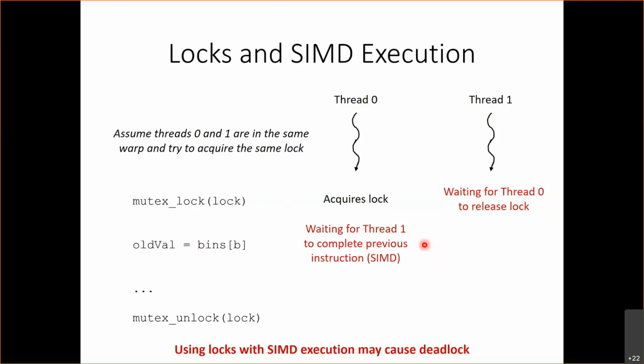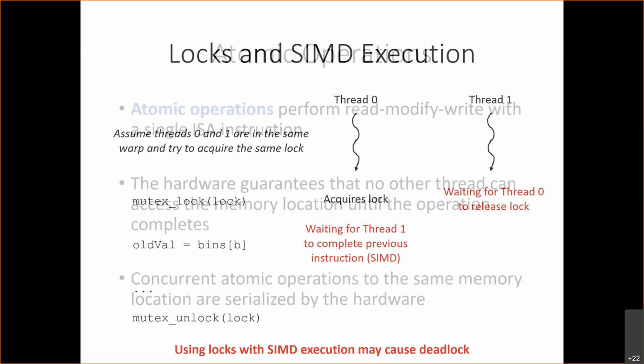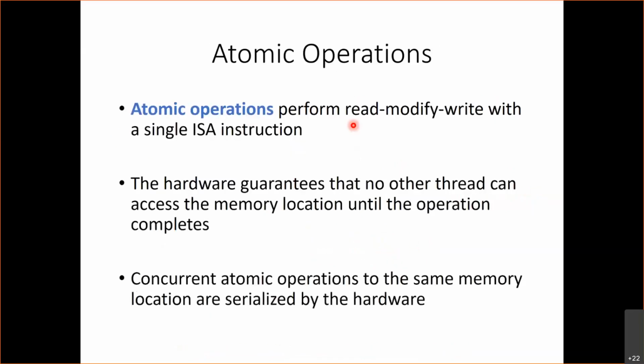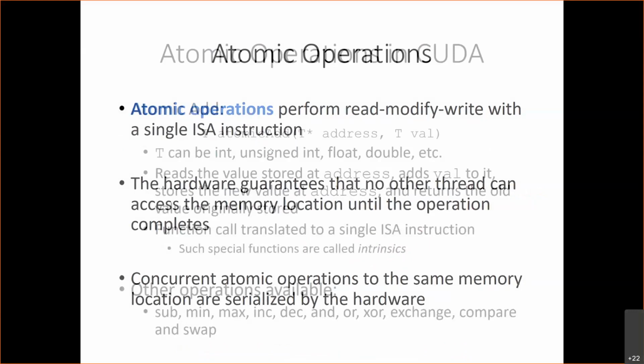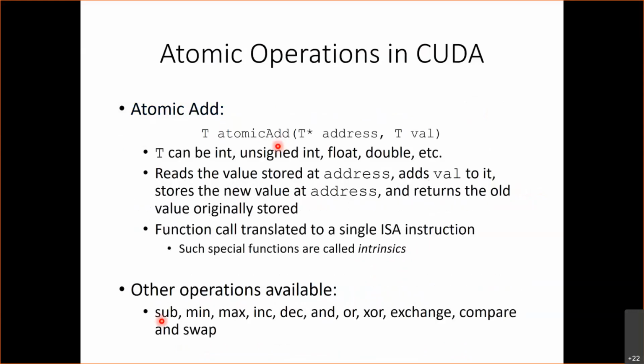So to avoid this kind of situation, what CUDA provides is something called atomic operations, where we perform read, modify, write with a single ISA instruction. That instruction is atomic add, and there are also atomic operations for all kinds of other operations like subtract, min, max, etc.